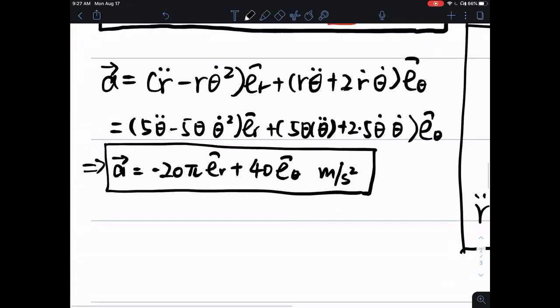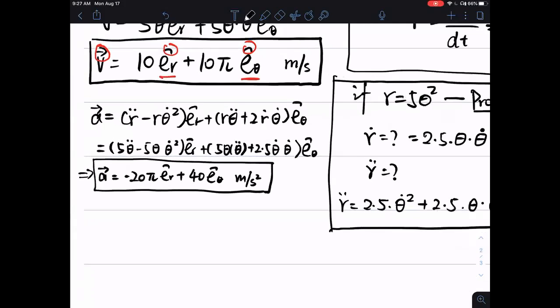Yeah, the polar coordinate system has a much longer equation for velocity and acceleration, but the process is just plugging all the things you know into the equation. Any questions? So far we solved this example for a and v.